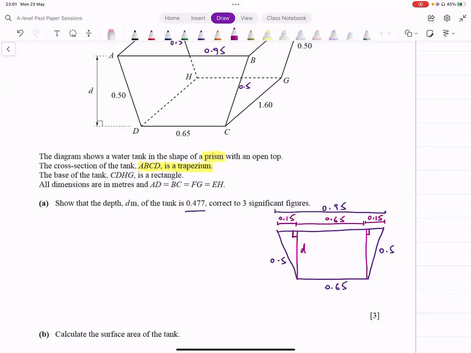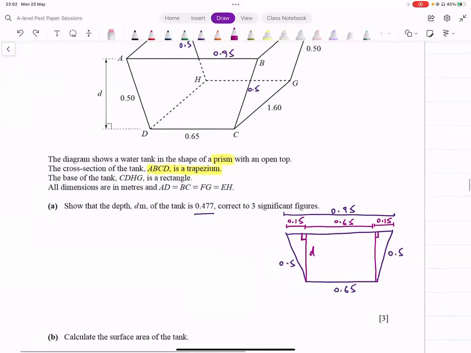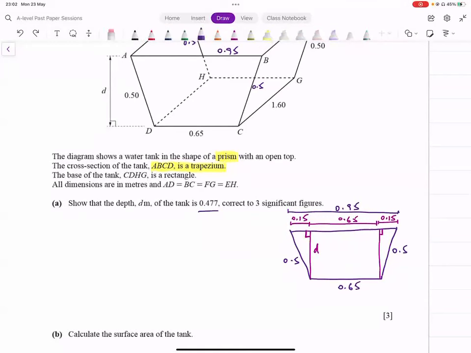अब हम क्या कर सकते हैं, हम ये define कर सकते हैं. We've got a right angle triangle, right? Right angle triangle है, हमारे पास hypotenuse है, एक side है, तीसरी side आप find कर सकते हैं. Pythagoras use कर लें. So we can say d square plus 0.15 squared, that is equal to 0.5 square, and that's going to give you the result. D equals 0.5 square minus 0.15 squared, square root of that. Let's see what that turns out to be.